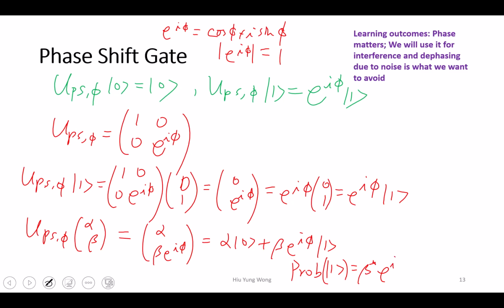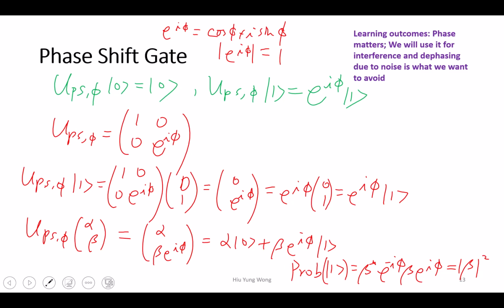It's still beta squared, because in reality, the probability of getting 1, if I really calculate, equals beta star e to the power negative i phi, because you have the star, you put a negative on the i, times beta times e to the power i phi. So the e to the power i phi and e to the power negative i phi got cancelled. So this is still beta squared. You don't change the physics when you change the phase. However, if you have more than 1 qubit, you can start playing with constructive and destructive interference using this one. Okay? So that is why it's important.